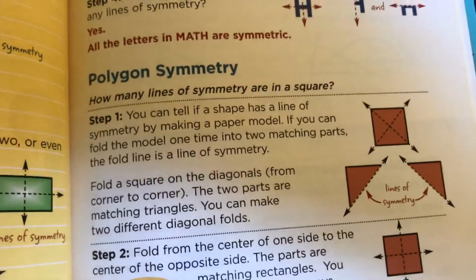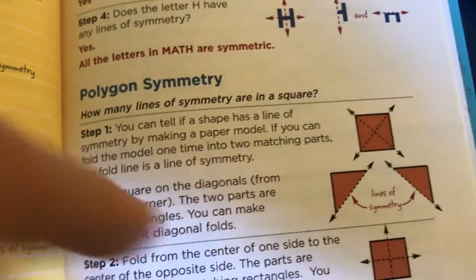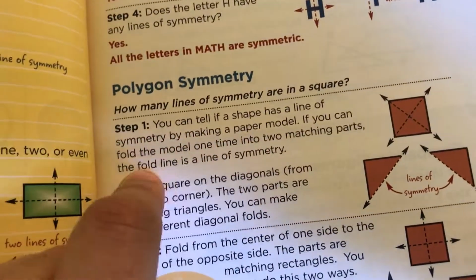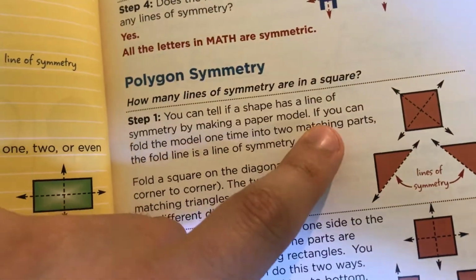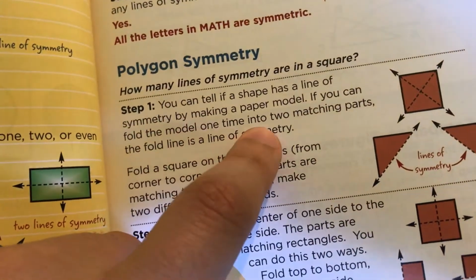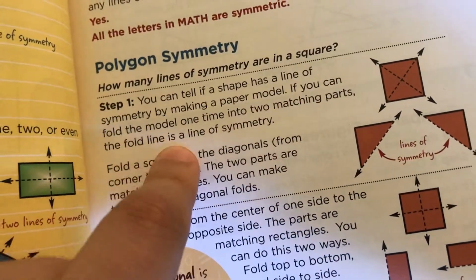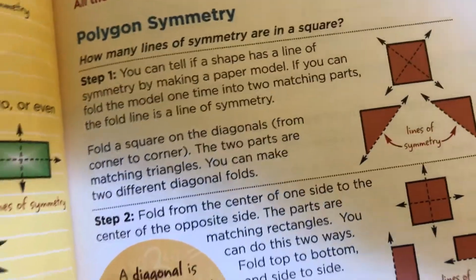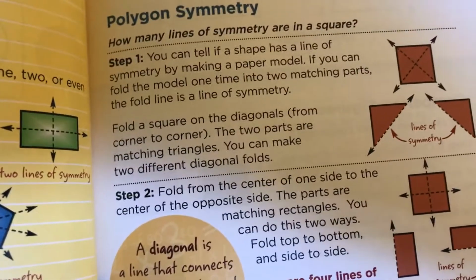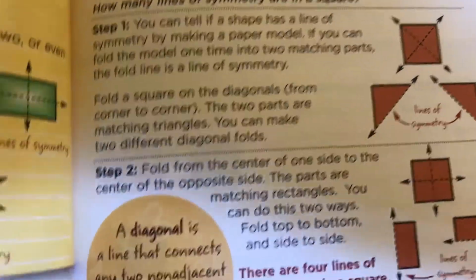Polygon symmetry. How many lines of symmetry are in a square? Step 1. You can tell if a shape has a line of symmetry by making a paper model. If you can fold the model one time into 2 matching parts, the fold line is a line of symmetry. Fold the square on the diagonals from corner to corner. The 2 parts are matching triangles. You can make two diagonal folds.